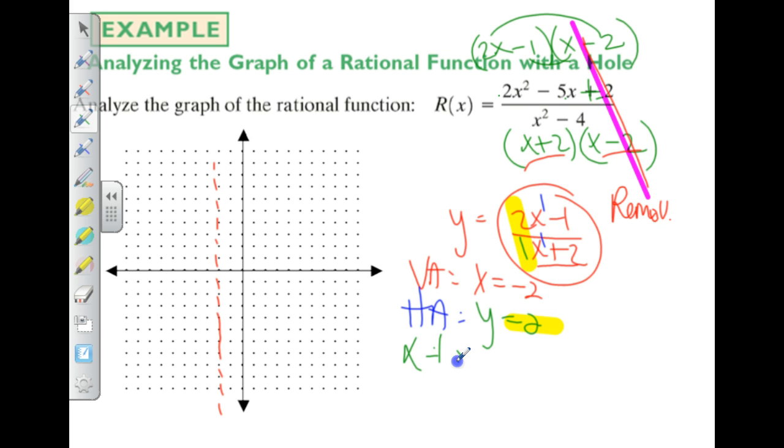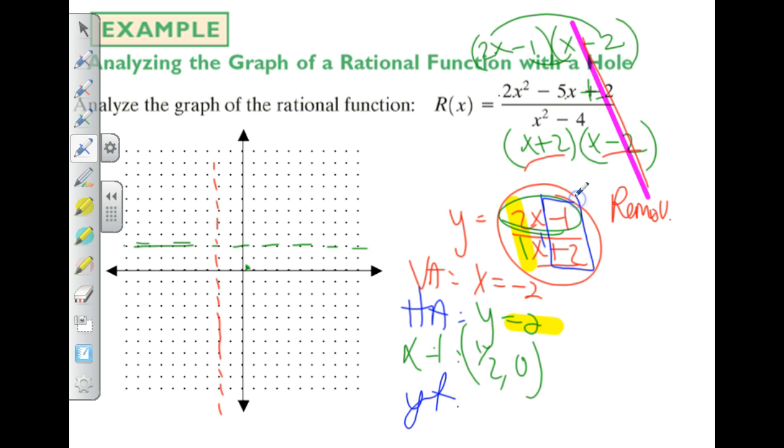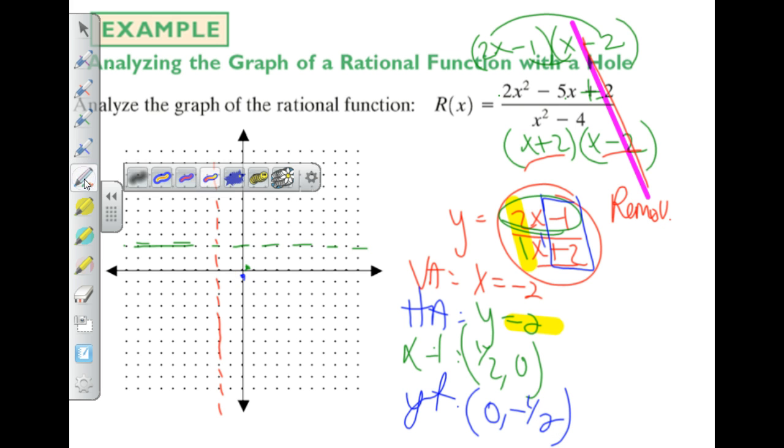The x-intercepts: I'm setting the numerator equal to 0, so this equals 0 at 1/2. So I'll put a point here at (1/2, 0). And then the y-intercept, letting x be 0. I'm just looking at this last thing, -1/2. Looks like a good y-intercept. So I've got two good dots here.